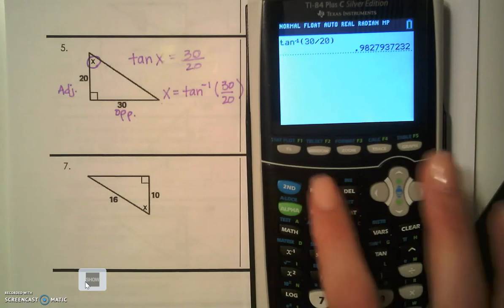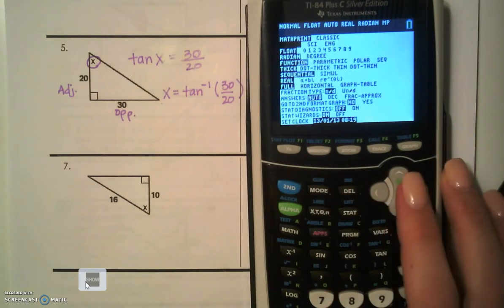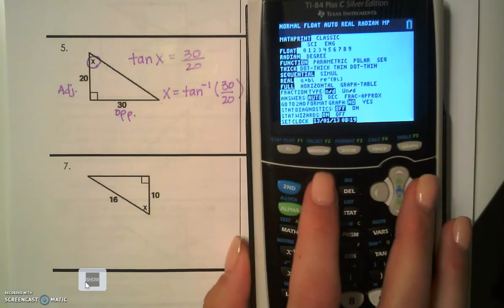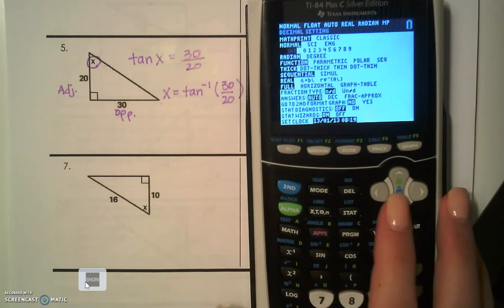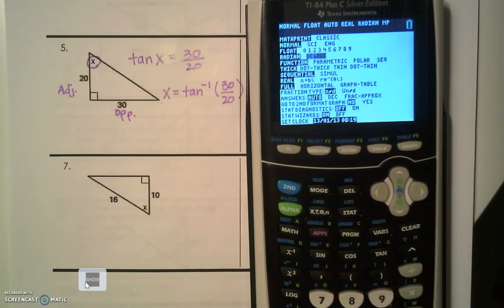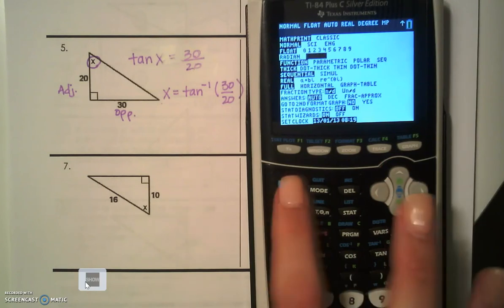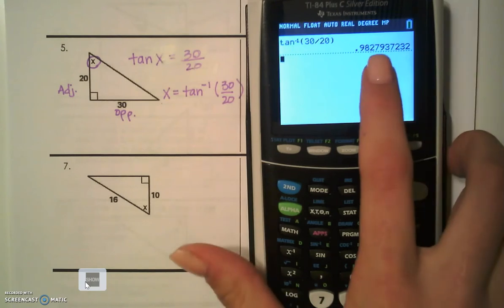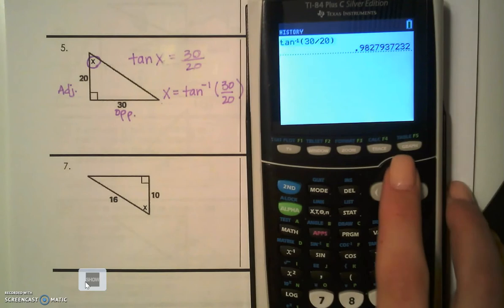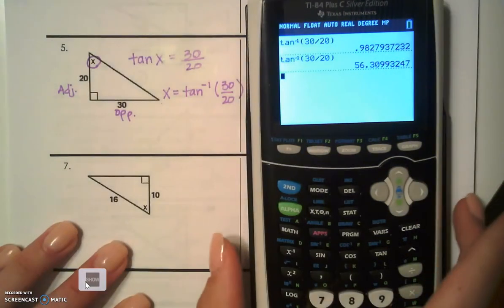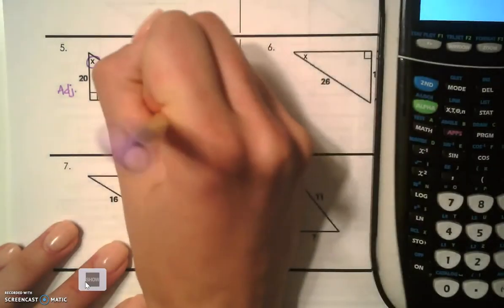We want to be sure that our mode is in degree mode. Okay, so what I did is I hit the mode button on my calculator, and notice I'm in radians. That's not good. I want to be in degrees. So I'm going to arrow over and hit enter. Second, quit. And I'm going to try this again because that's not very plausible. That's not a whole degree measure. And that looks a lot better. Okay, we're going to say that x is equal to 56 degrees. We'll round to the nearest whole degree.